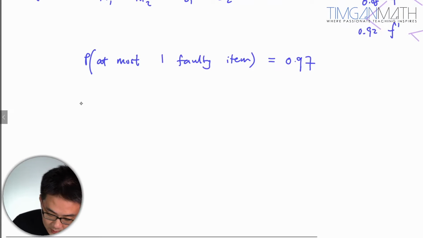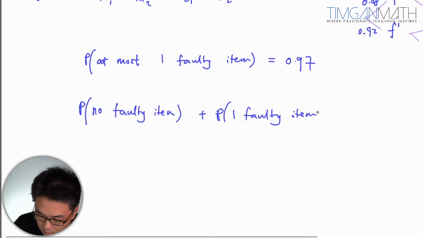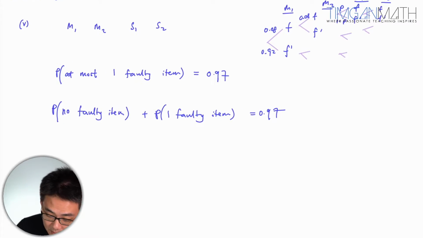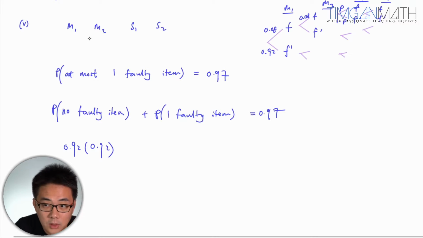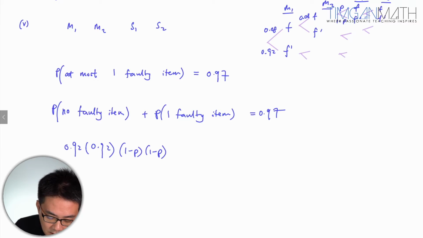At most 140 items means this will be no 40 item plus probability of 140 item, which is 0.97. Then we try and break it down. No 40 item means you have 0.92. So for the 2 marks it is 0.92 times 0.92, because no 40 is 92% of the time. And afterwards, for the 2 sources, S1 and S2, it will just be 1 minus P, 1 minus P. Okay, that is the no 40 item.